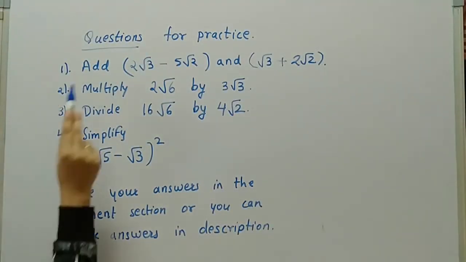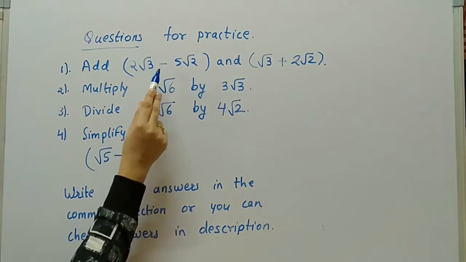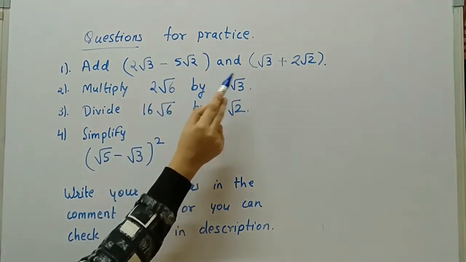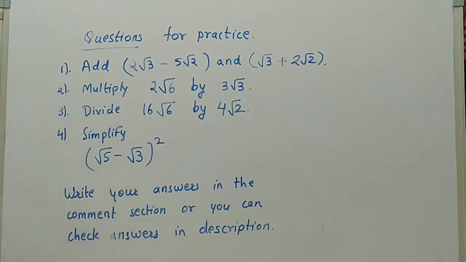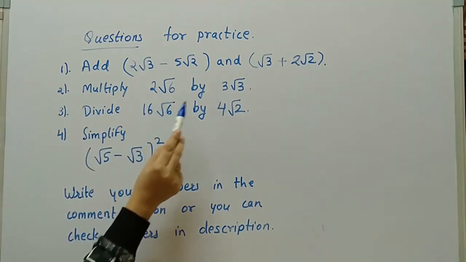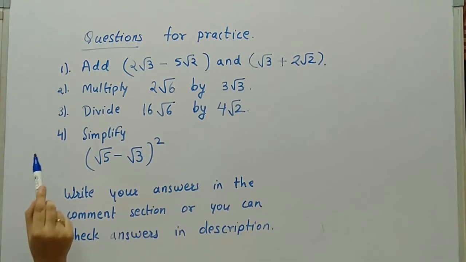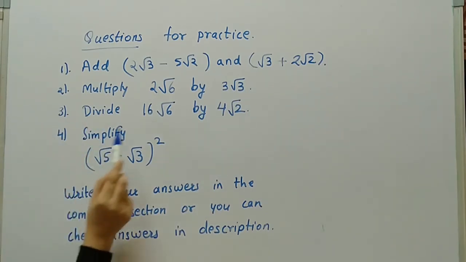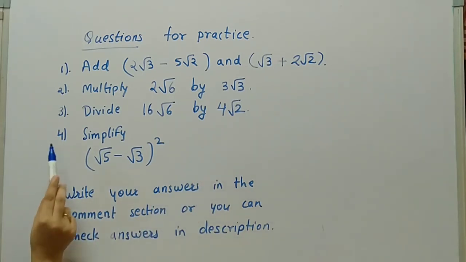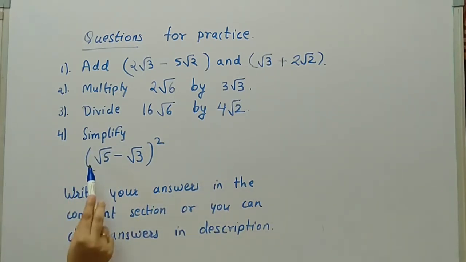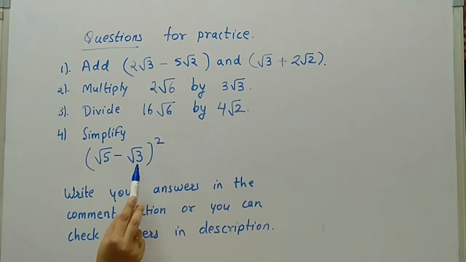So the first question is: add 2 root 3 minus 5 root 2 and root 3 plus 2 root 2. Second, multiply 2 root 6 by 3 root 3. Third, divide 16 root 6 by 4 root 2. Fourth, simplify root 5 minus root 3 whole square.